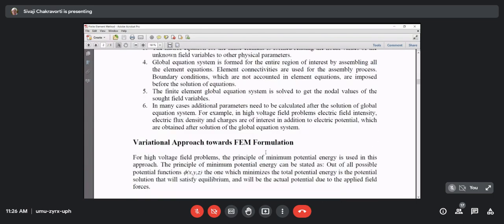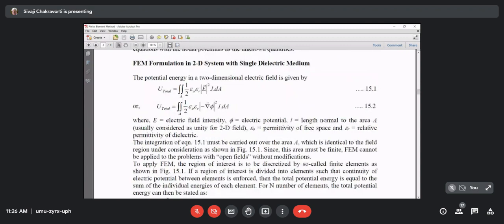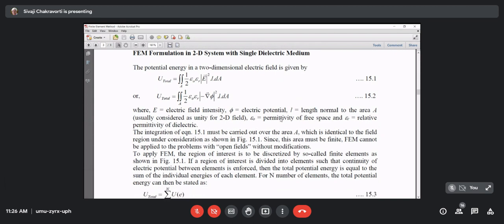So now I again come back to the equation. You can see 15.1, half epsilon E square multiplied by the volume, where L is the length perpendicular to the plane of the display. dA is the elemental area, and then we integrate it over the whole area. But as I said, our primary field variable is not E. Our primary field variable is electric potential, so we replace E by minus grad phi. So we convert it to electric potential.